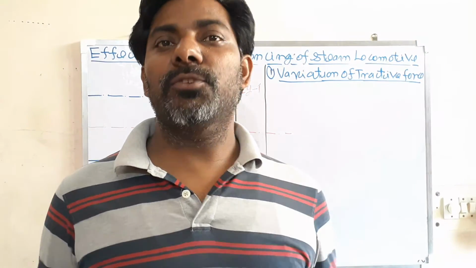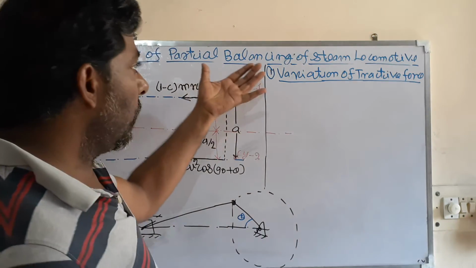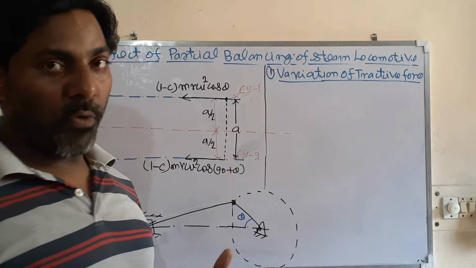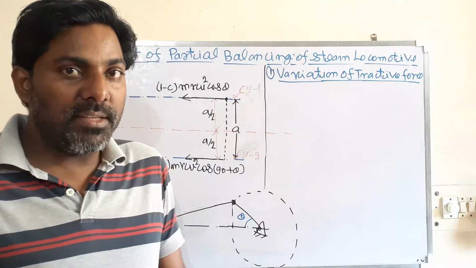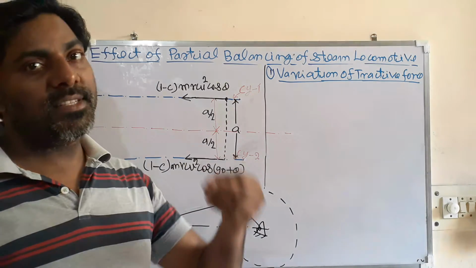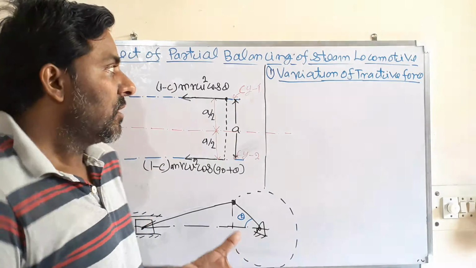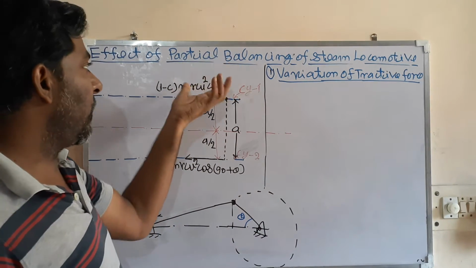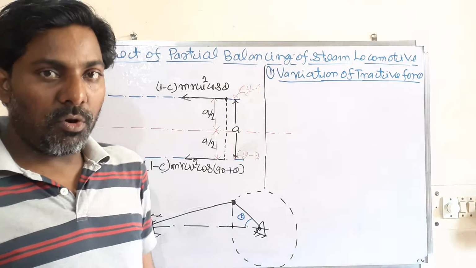So today I am going to do the partial balancing. What is the effect of partial balancing of the locomotive engine? We are not able to do the complete balancing, so what we are doing is partial balancing. When you are doing the partial balancing, what is the problem? What are the effects? So I am going to see the effect of partial balancing of a steam locomotive.